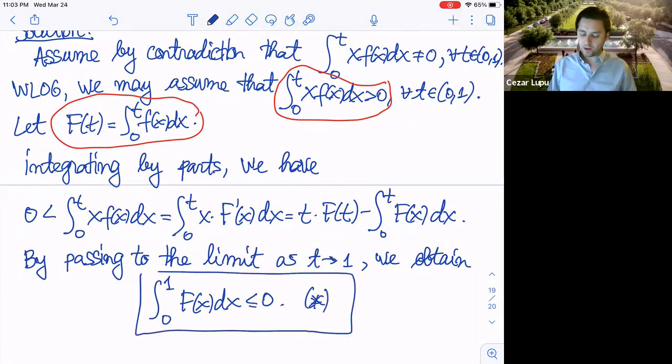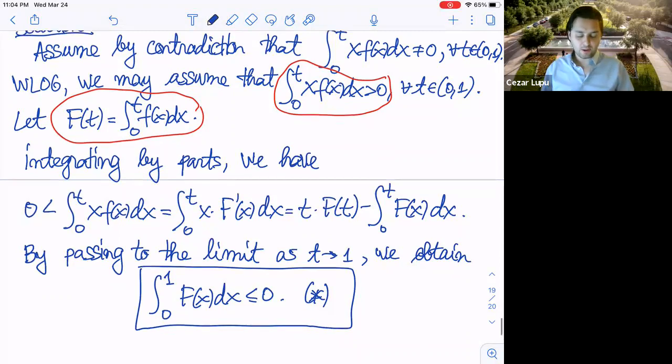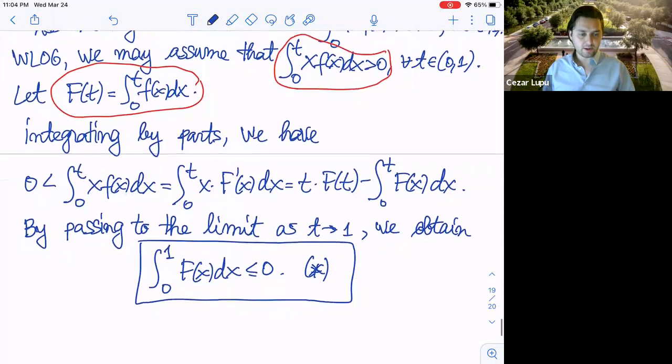I hope it's quite clear why we get this, right? Since we pass to the limit, the inequality was strict, but as we take the limit, it can also be less or equal than 0. Okay, so we have this relation. So maybe now we can cook something which will give me the opposite inequality, and in this way I'll get a contradiction.